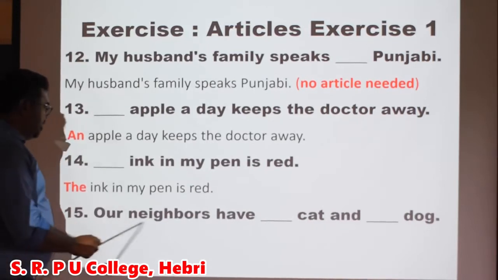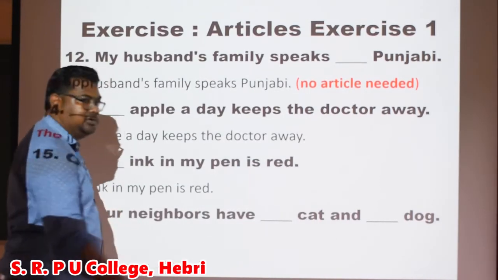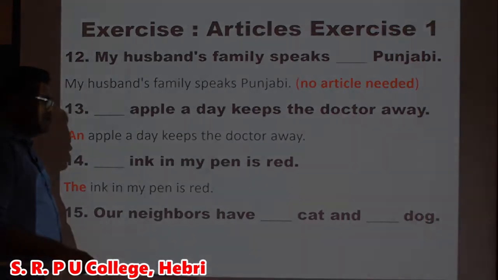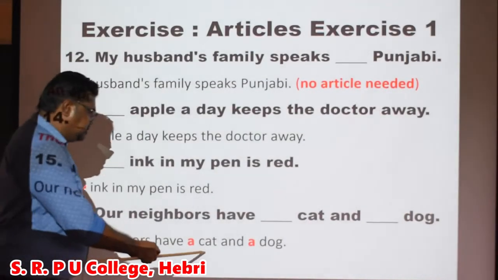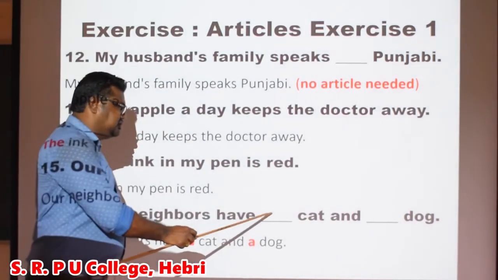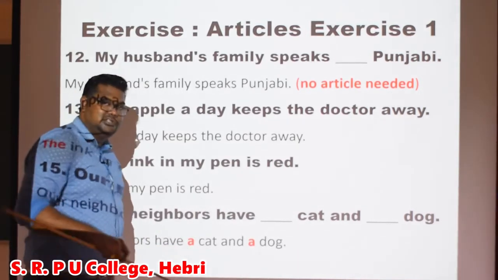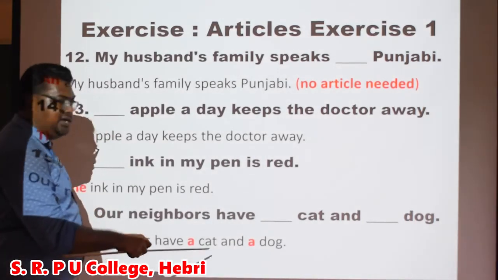Next, our neighbors have dash cat and dash dog. The answer is our neighbors have a cat and a dog. That means one cat and one dog. Here indefinite article a is used in the sense of one. Our neighbors have a cat and a dog.